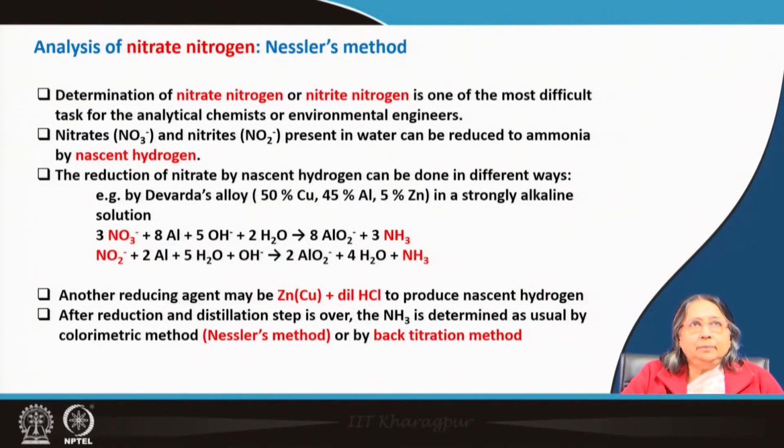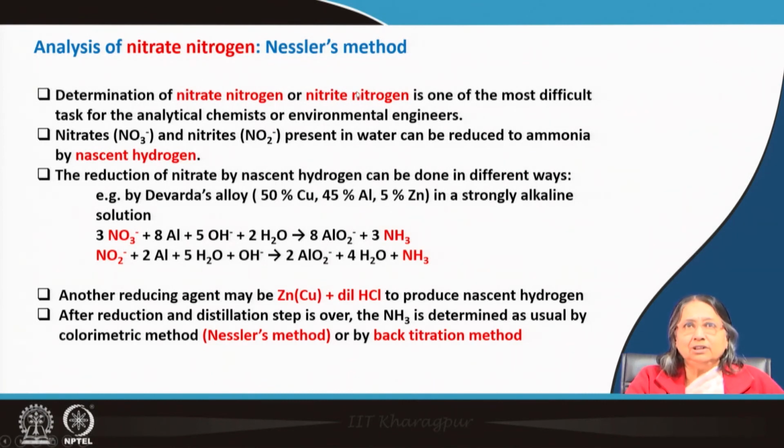Now, how can we determine nitrate nitrogen? That is also by Nessler's method, but you have understood that in Nessler's method we need ammonia nitrogen. Nitrate nitrogen is not ammonia nitrogen, it is present as nitrate or even nitrite. So, how will you convert it to ammonia nitrogen? By reduction, simple.